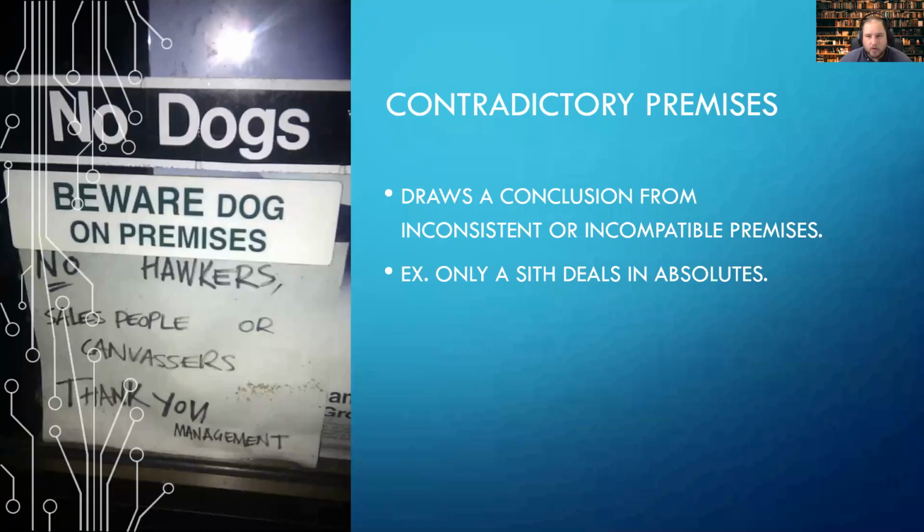Contradictory premises are where we draw a conclusion from inconsistent or incompatible premises. For example, in Star Wars, only a Sith deals in absolutes. This is a phrase uttered by a Jedi, but the statement itself is an absolute. So is this Jedi his own enemy and a Sith because he's using an absolute phrase? Another example is the sign right here in the picture. No dogs, but beware dog on premises. Right? So if there are no dogs, how can we beware of the dog on the premises? These are two things that do not match. These contradict each other.